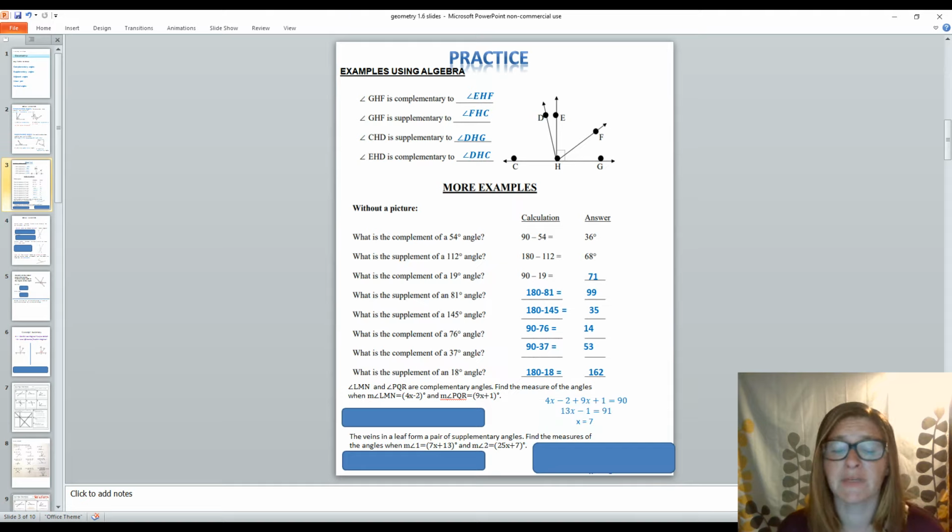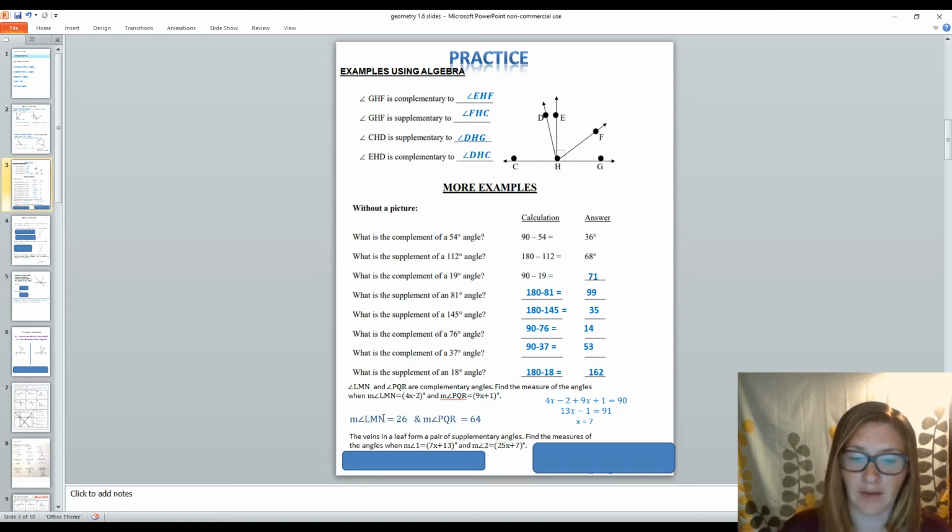I am not finished because it actually asked me to find the measures of the angles. So I am going to substitute in 7 for each one of these angles. So 4 times 7 minus 2, find that answer. And 9 times 7 plus 1, find that answer. And then I write my angle measures. So the measure of angle LMN is 26 degrees, and the measure of PQR is 64 degrees.